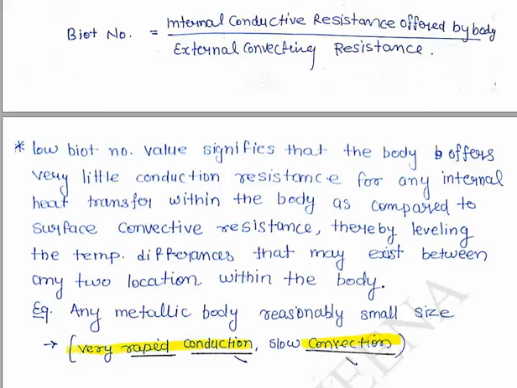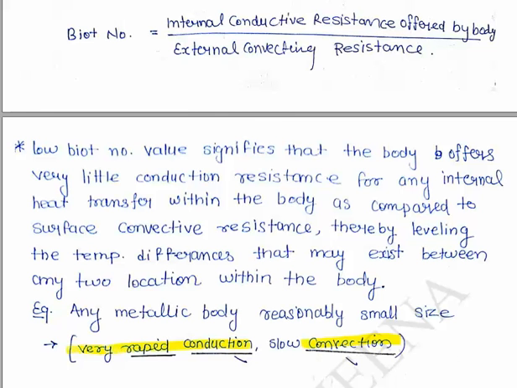For example, any metallic body of reasonably small size has very rapid conduction and slow convection. You can note it down as: if a body is very small, then it will conduct heat energy very quickly, but as compared to that, the convection process will be very small or very slow.